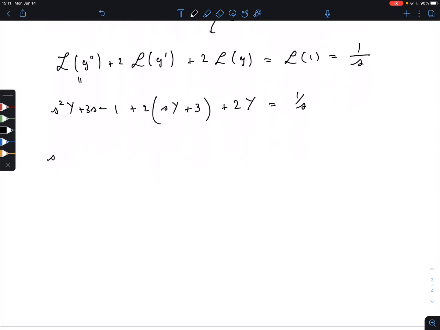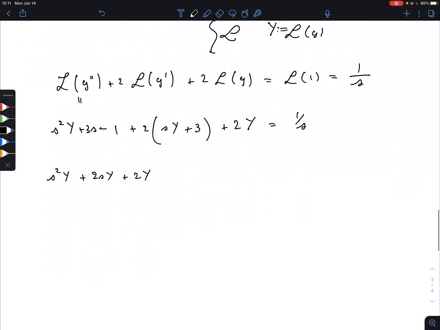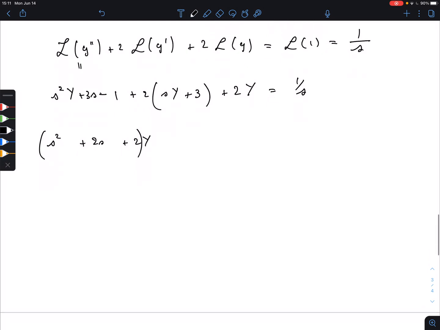Okay, so we get s squared y plus 2s y plus 2y. We know that we're going to get this. I can factor out the y here, right? So let's factor out the y. And we do get the characteristic polynomial here. That's always, for me, more of a check, okay, I'm right, rather than putting in the formula.